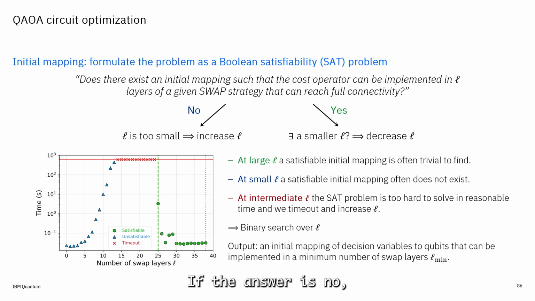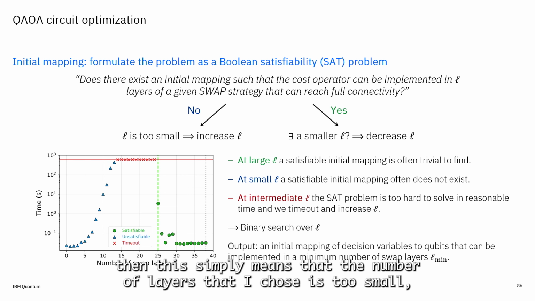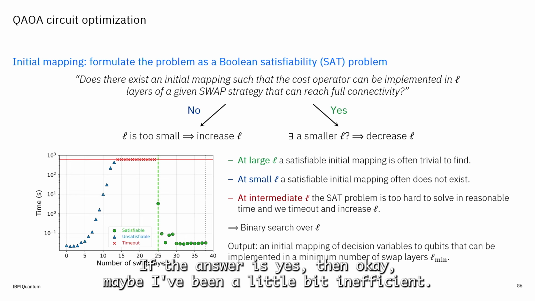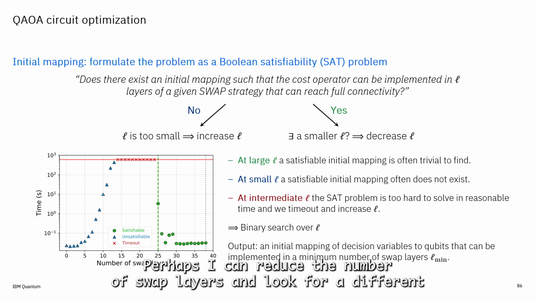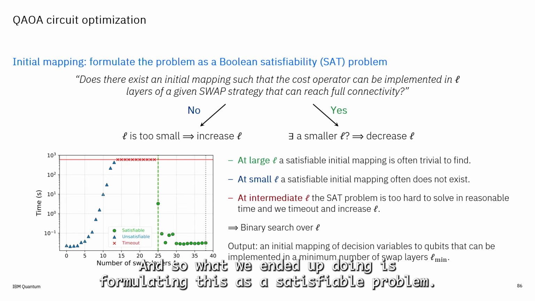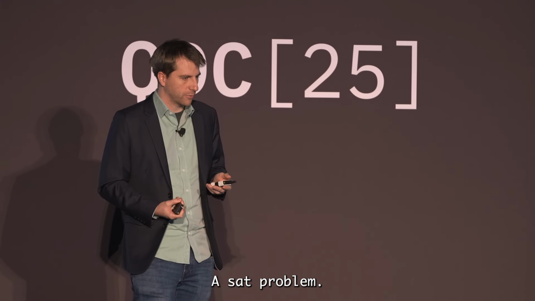If the answer is no, then this simply means that the number of layers that I chose is too small, so I need to increase them. If the answer is yes, then, okay, maybe I've been a little bit inefficient. Perhaps I can reduce the number of swap layers and look for a different initial mapping that will allow me to represent the problem on the hardware. And so what we ended up doing is formulating this as a satisfiability problem, a SAT problem.